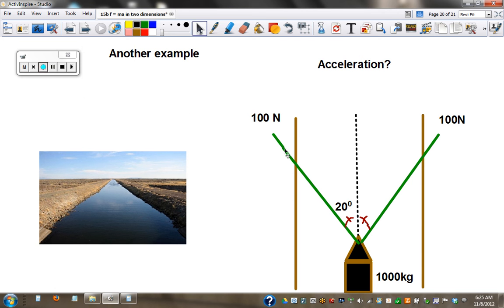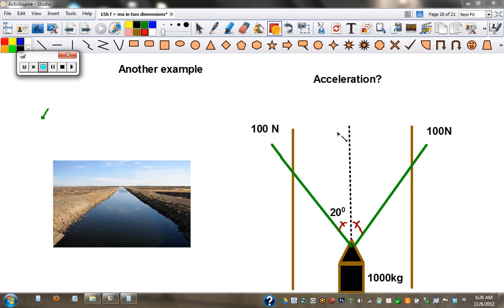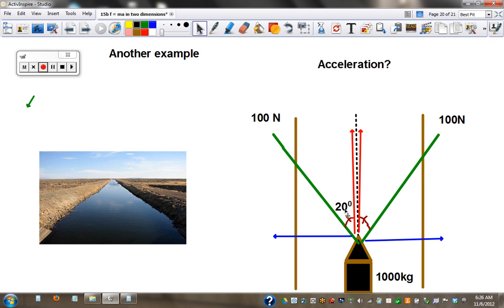So we have two horses pulling with 100 newtons at this 20 degree angle. I want to know what the acceleration is. Now, what we'll have is, each one has components. We have a y component, and in blue, we have the x component. And then over here, this one has a y component and an x component. Now, if you just look at the setup and think about what we know about forces, this is what's going to end up happening. Because they're perfectly equal angles and perfectly equal forces, these will cancel.